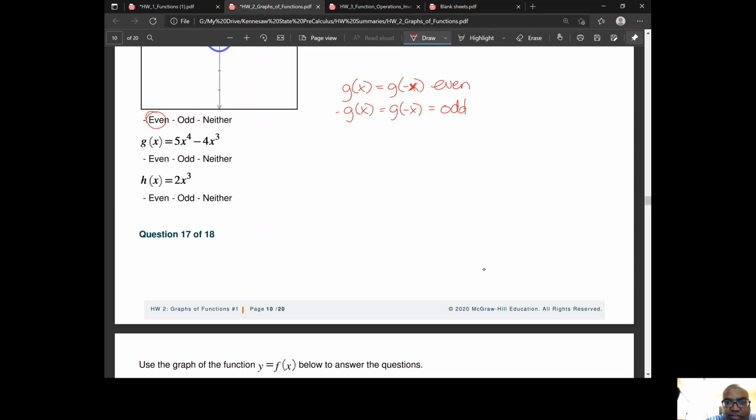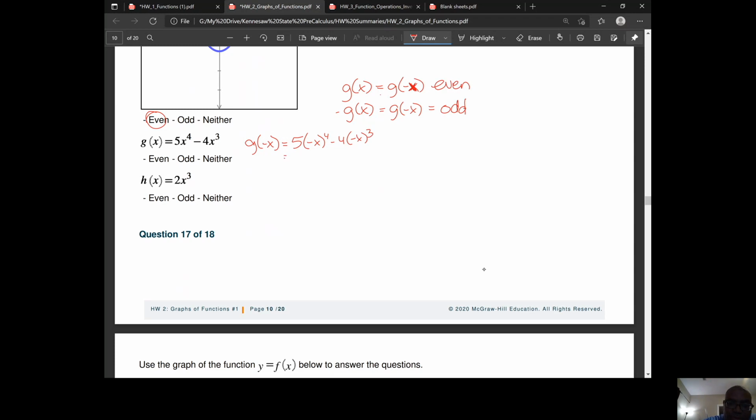So if I can put in a positive and negative number of the same number and get the same output, then it's even. If I put in a negative number and get kind of the opposite output, then it's odd. So g of x is this. G of negative x is, you just put negative x in. Negative x to the 4th minus 4 of negative x cubed.